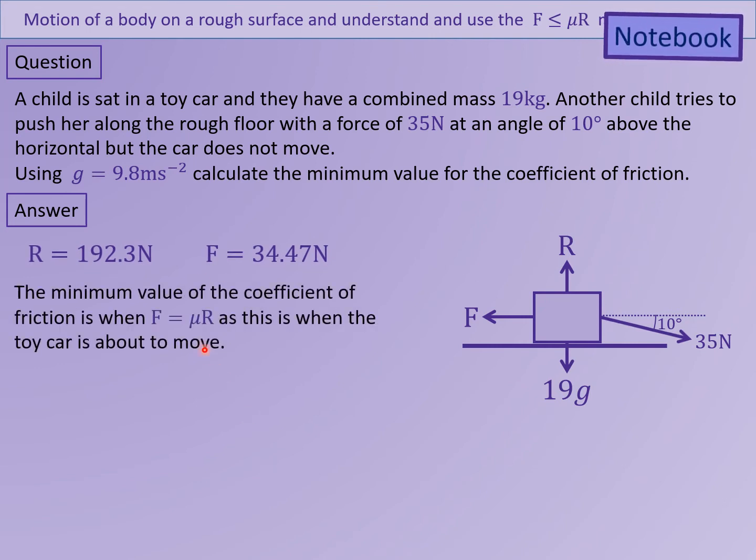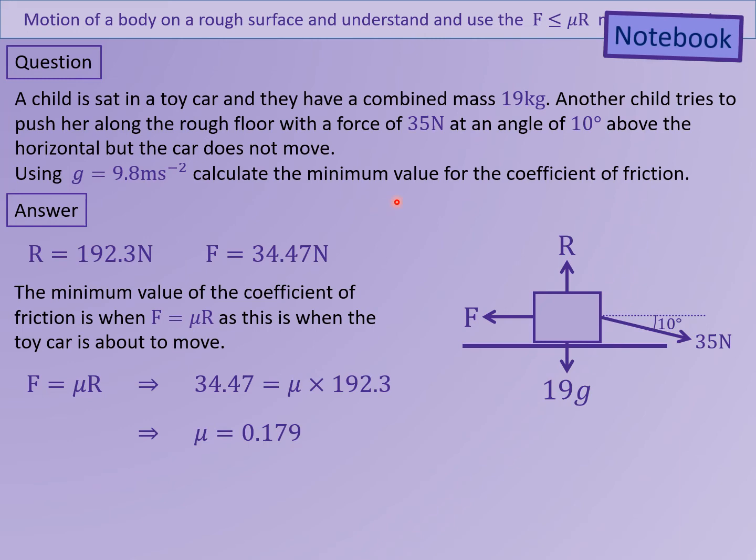So we know that friction equals μR when it's just about to move. So in this case, the mu value is 34.47 divided by 192.3. So the mu value at that given point just there is 0.179.